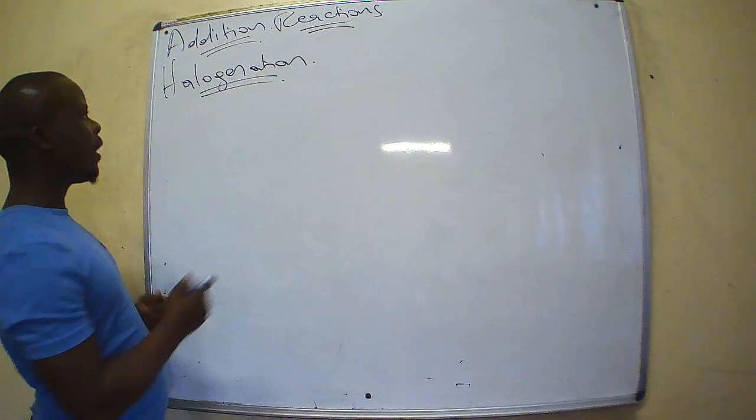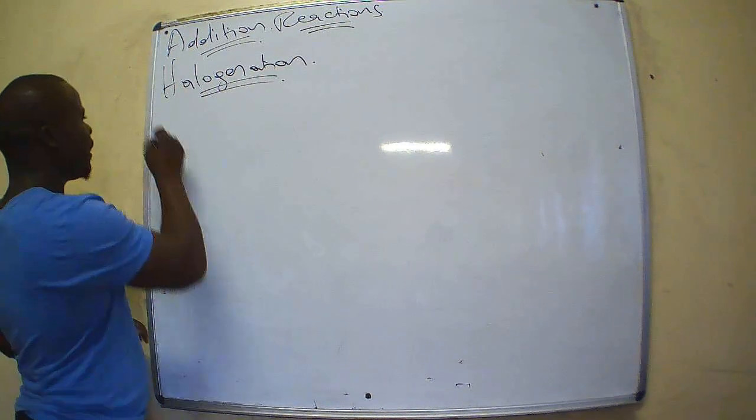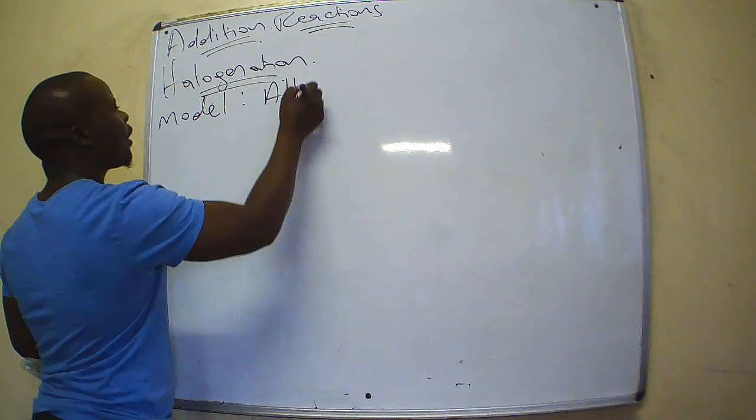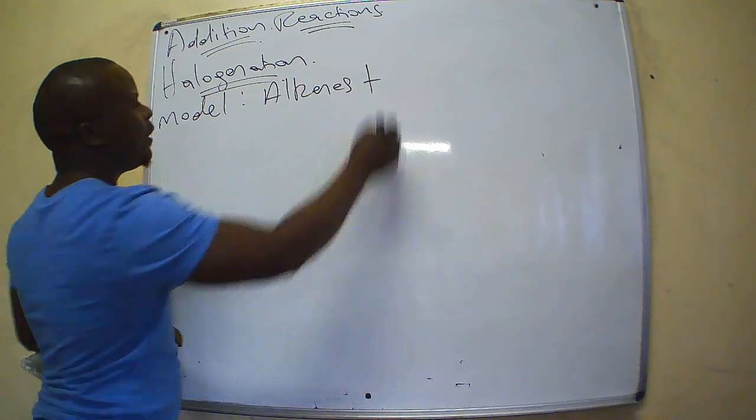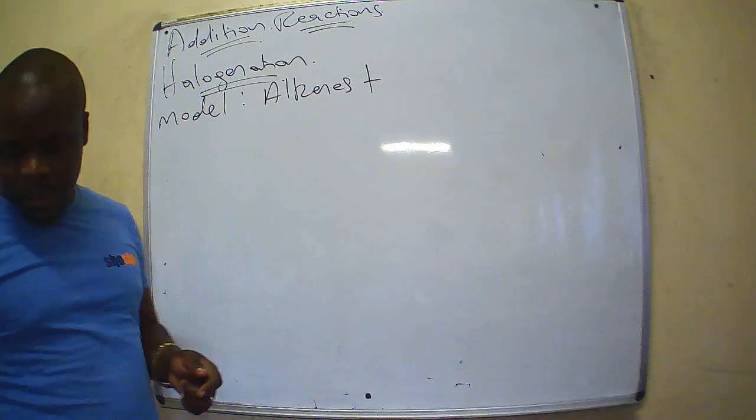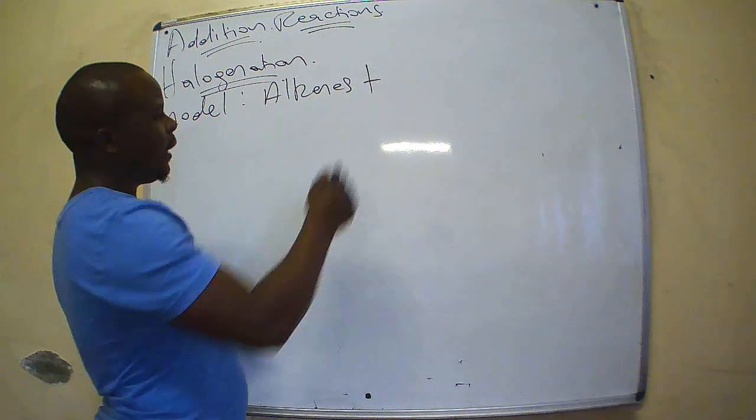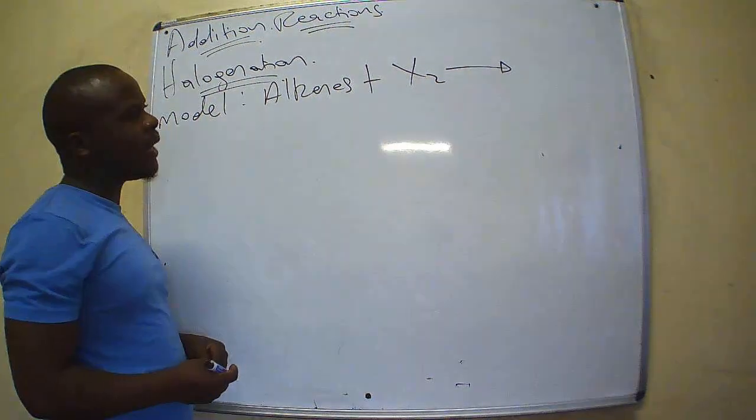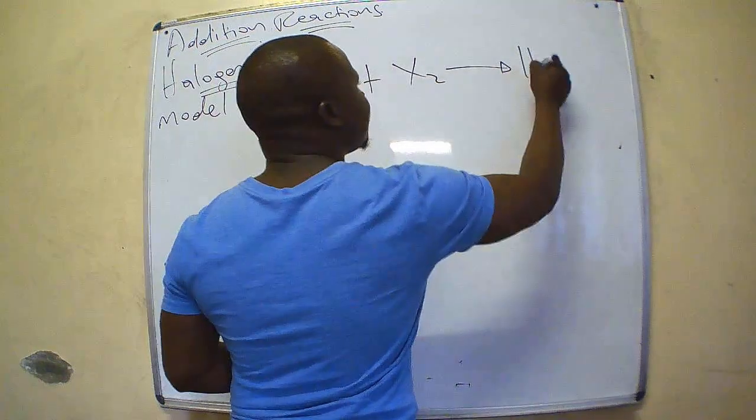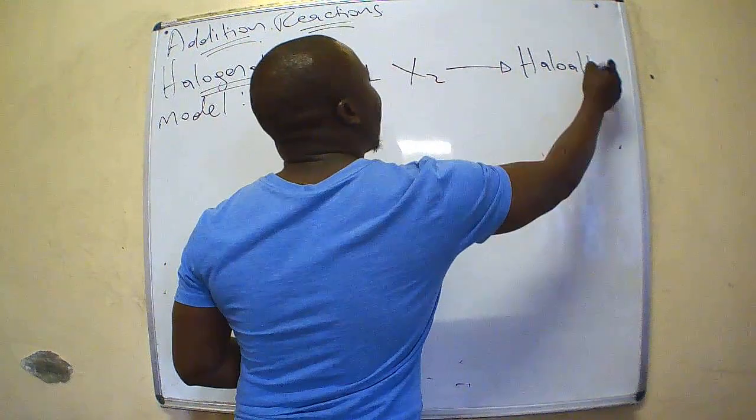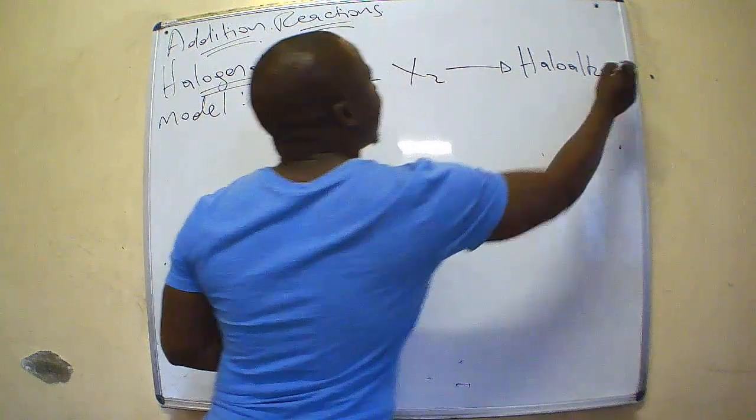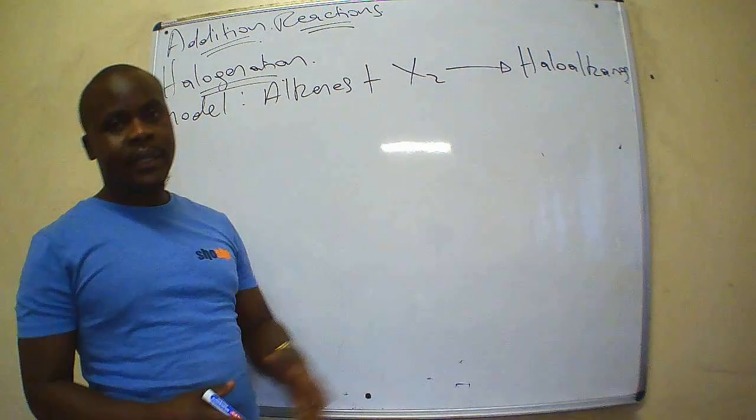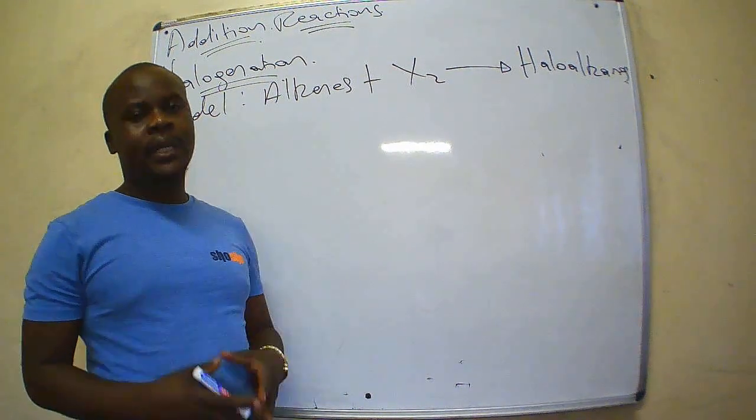So the first one, which is halogenation, let's get the model right. Our model is that alkenes, in this case for halogenation, react with the halides. When alkenes react with halides, what is going to be formed? These are haloalkanes. We get haloalkanes when alkenes react with halides, which are gases in gaseous state.